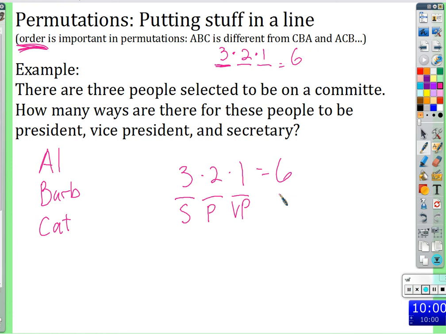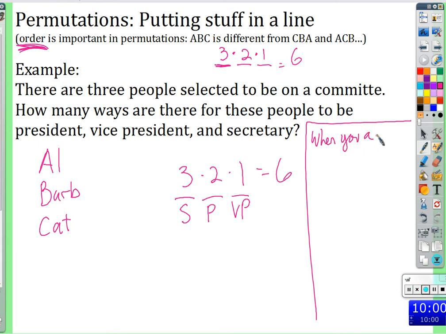Does it always step down like that? Yeah, it does. If you have four people or four things, four whatevers, and four positions for them to be put in, then yeah, it always does that. Okay? So now we understand what factorial is. Let me show you.